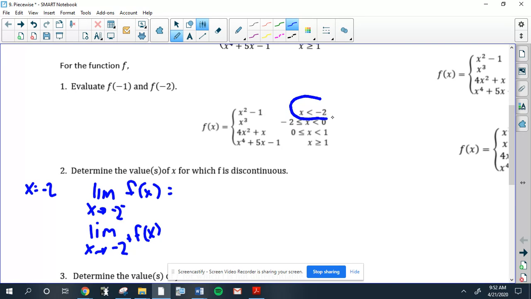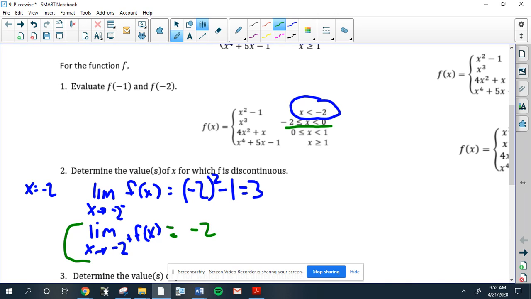So the top one, as x approaches -2 from the left, well, when x is less than -2, that's where you're approaching from the left. So this would equal -2 squared minus 1, which is 4 minus 1, which is 3. Now we're going to go to the limit as x approaches -2 from the right, and this is the piece of the function that exists to the right of -2. So you would plug -2 into the x cubed function, and you'll get -8.